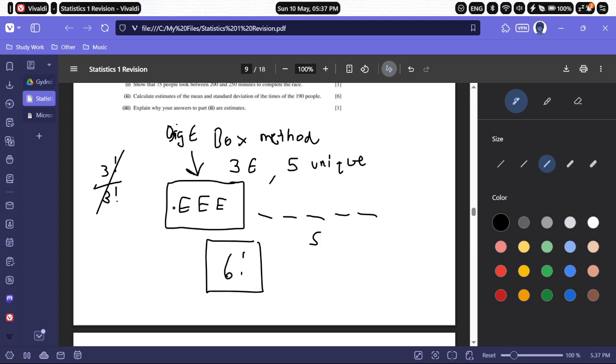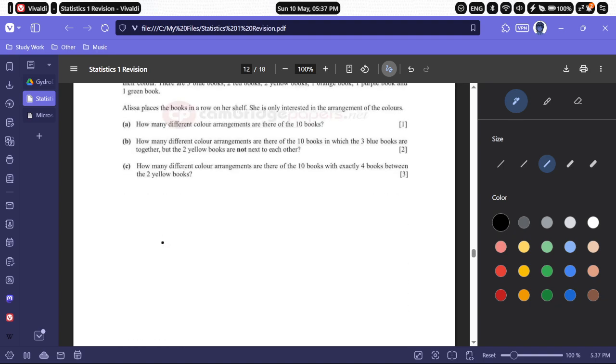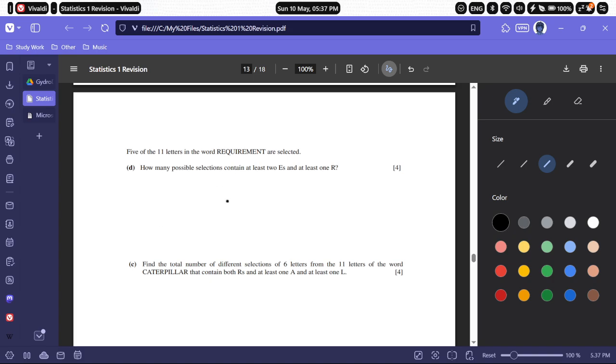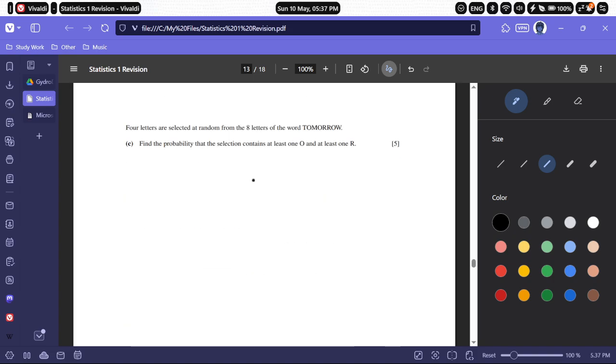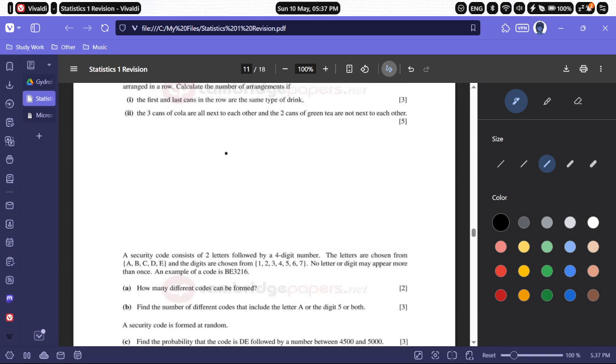So CIE will majorly test you on these two methods. Then you have types of questions where they ask you to find selections. So I included a few of them. Wait, let me just show you. I'll solve these as well. So you have selection type questions where they ask you to sort of fix a couple of letters and then find all these selections where you have some sort of a criteria, right? And then you have probability and combinations together. So these ones are interesting as well. So we'll go through all of this in the session.